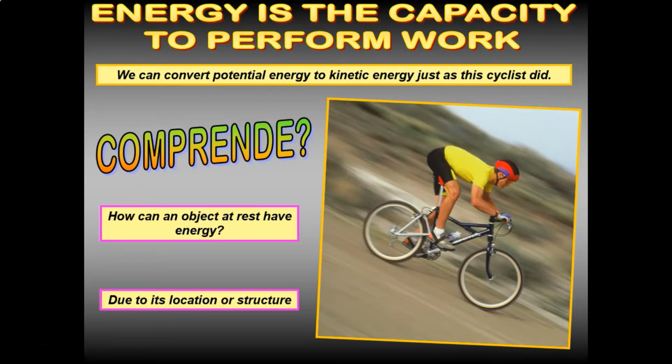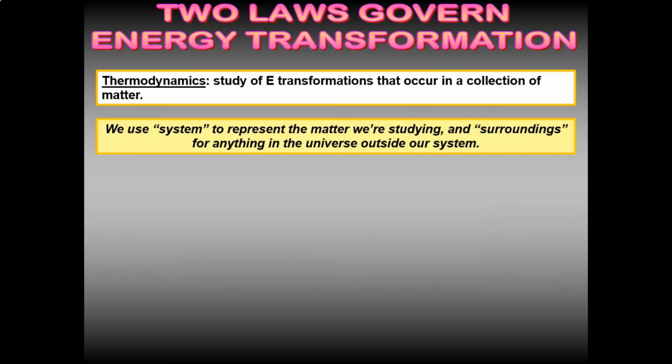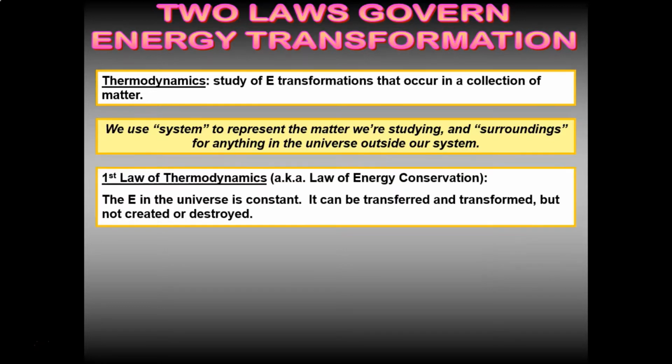Okay. So, moving right along, we now are talking about the two laws that govern energy transformation. So we're talking thermodynamics here, okay? And thermodynamics is the study of these transformations that occur in a collection of matter. Any science class really does this, but as biologists, we want to use the word system to represent the matter we're studying. Surroundings is anything in the universe outside our system that can affect our system, right?